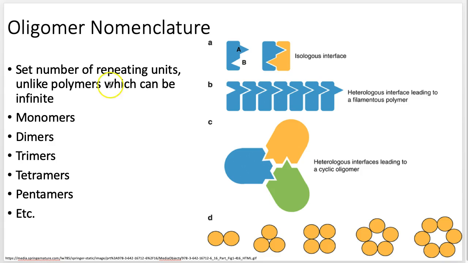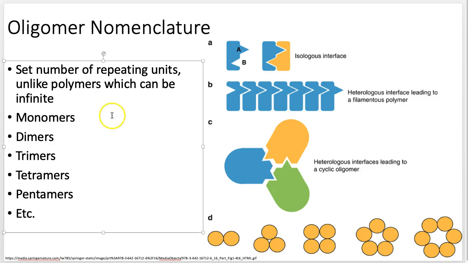If you had a polymer, which you'll hear that term thrown around, especially in plastics or other industries like that, a polymer is just a repeating subunit that goes on forever. So it looks like this. When you have oligomers, there is some kind of limit. So you can have a monomer, which is just a single protein.